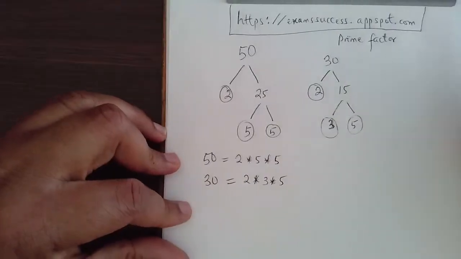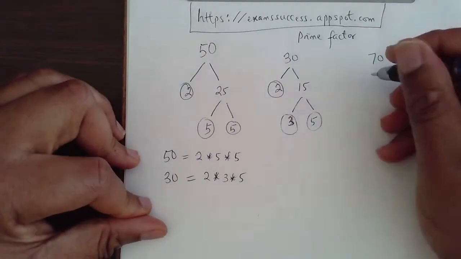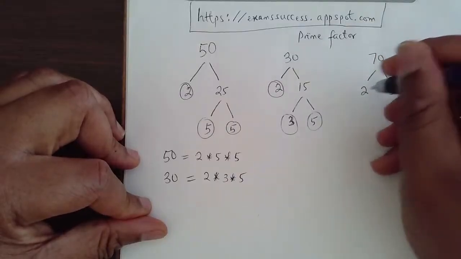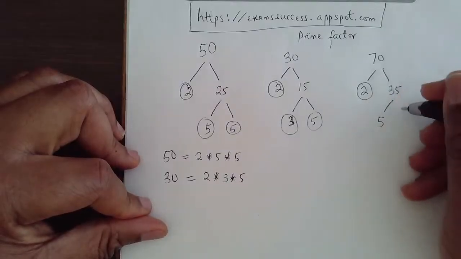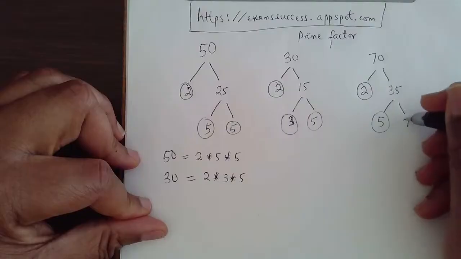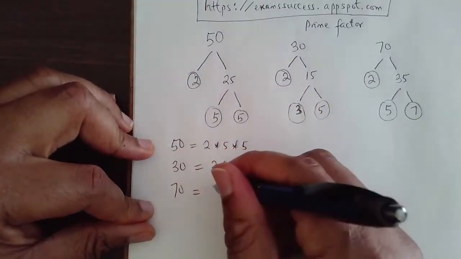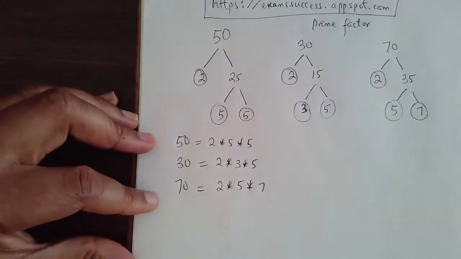Then the other one is 70. So for 70, we have 2 and 35. For 35, we have 5 and 7. So 70 is 2 times 5 times 7, as you can see it here.